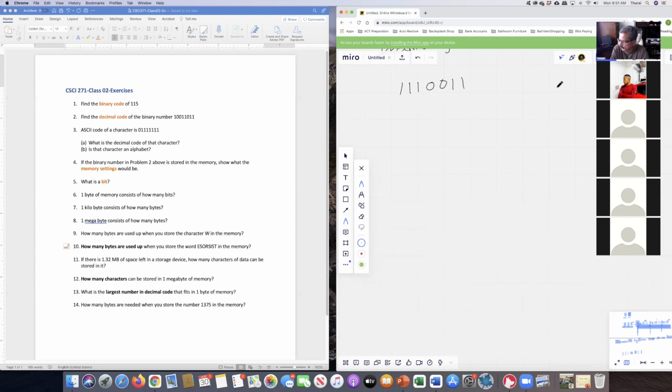Yes, when you store it in the memory. Right now, our question is, what is the binary code? You don't have to worry about storing it in the memory when you're finding binary code. All right, thank you. So the answer to the question here is 1110011.